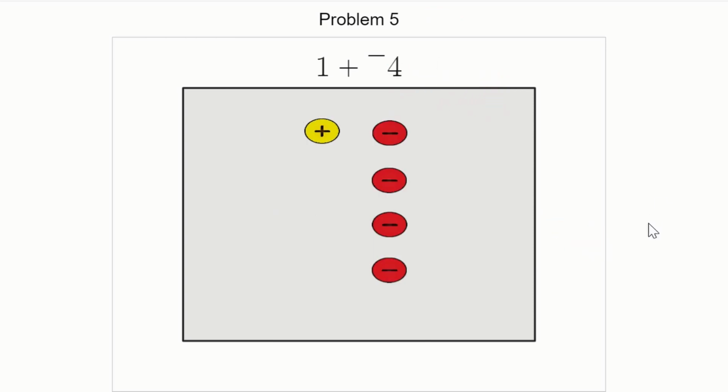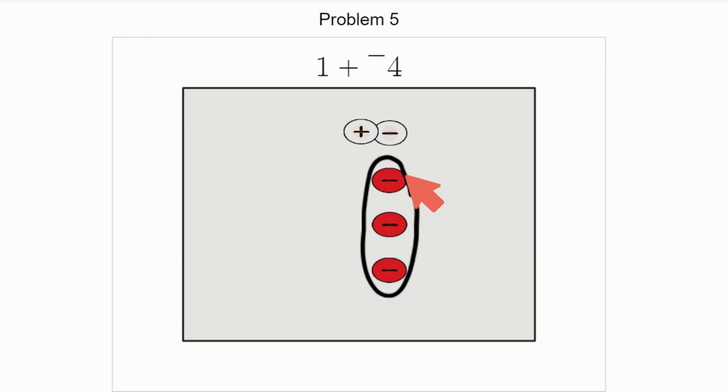Taking a look at our last problem, we have 1 plus negative 4. Just like before, we can take each of these positives, pair with a negative, and notice that a plus and a minus are going to cancel out. And we can see what we're left with. We're left with 3 chips left over. But we need to be careful. These aren't just any types of chips. Notice that these are red chips. So we have 3 red chips left over. We're left with negative 3.